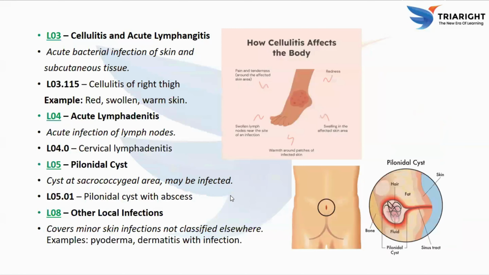So next, coming to L03 category code. What is L03? Cellulitis and acute lymphangitis. What is cellulitis? It is an acute bacterial infection of the skin and subcutaneous tissue. It spreads rapidly and commonly involves streptococcus or staphylococcus bacteria. What are the characteristics of cellulitis?